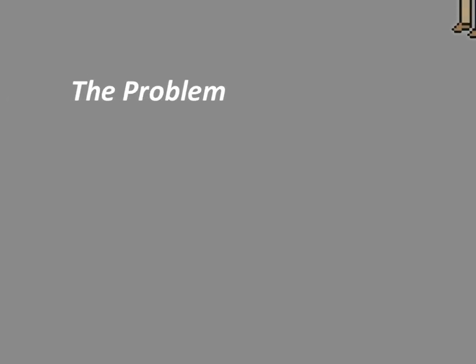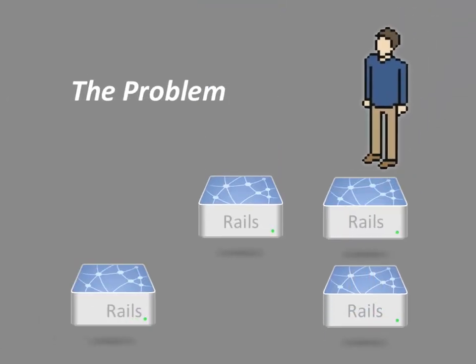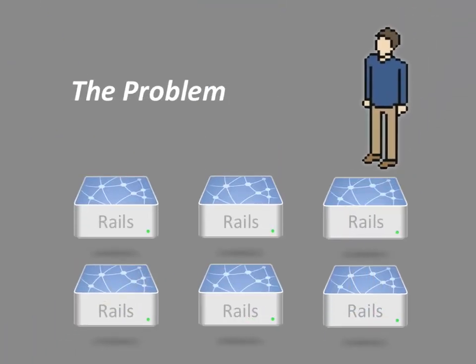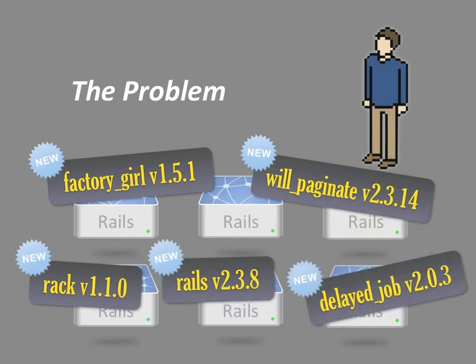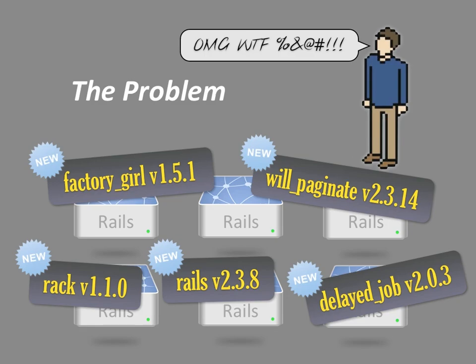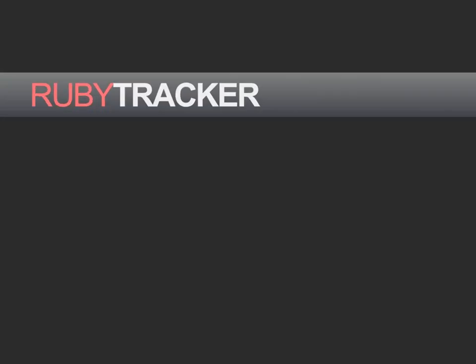So here's the problem. Over the past few years, you've deployed many Ruby applications, and as time has gone by, the libraries they depend on have slowly gone out of date. New versions have come out which contain more features, fewer bugs, and maybe even some speed enhancements. Up until now, there's been no good way to keep track of your library dependencies across projects. This is where Ruby Tracker comes in.